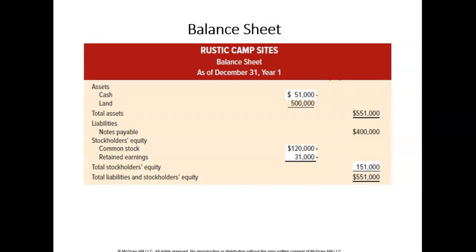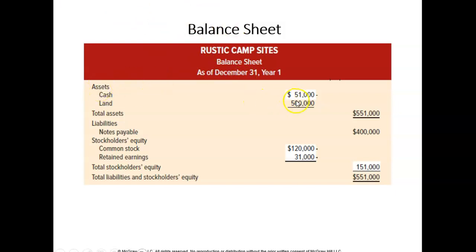Our next statement is called the balance sheet. And what the balance sheet shows us is the accounting equation in a report format. Now, the balance sheet shows each account balance as of a specific date. Typically, that date would be the end of your accounting period, such as December 31st.